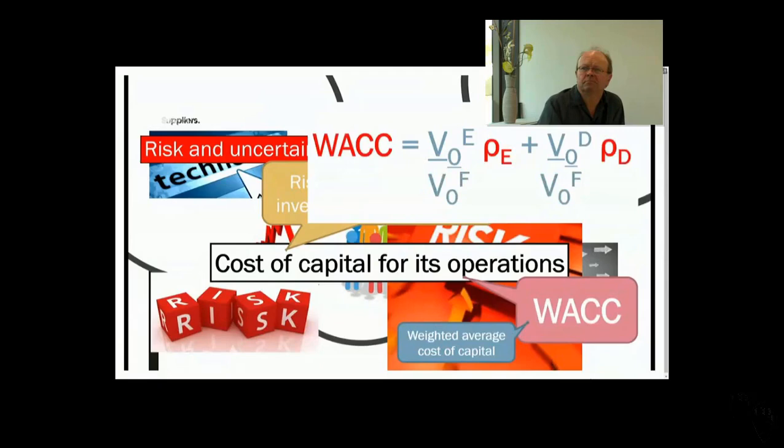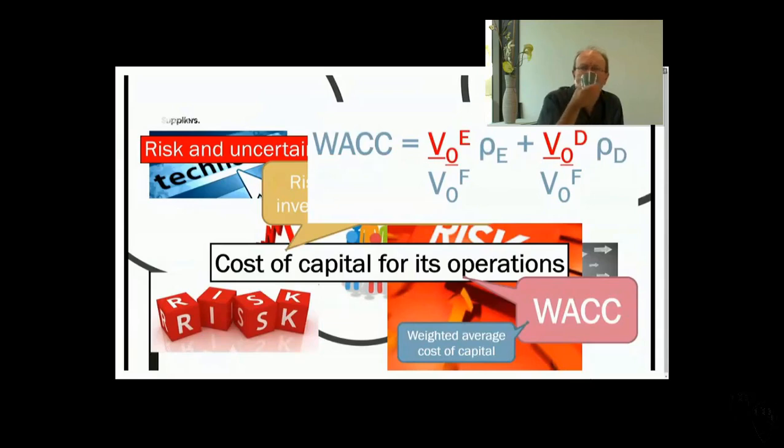Weighted average cost of capital, ROE and ROD, are related to each other by a simple expression based on the proportions of the market value of a firm represented by the market value of its equity and by the market value of its debt, or in other words, by a measure of its gearing or financial structure.